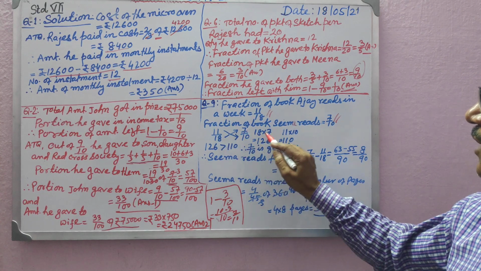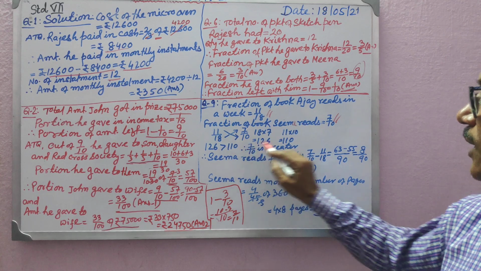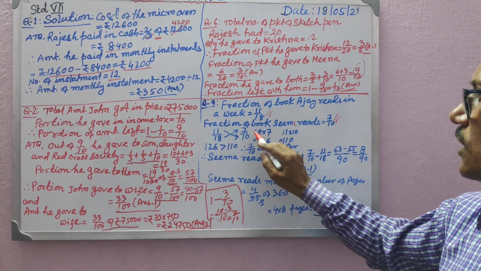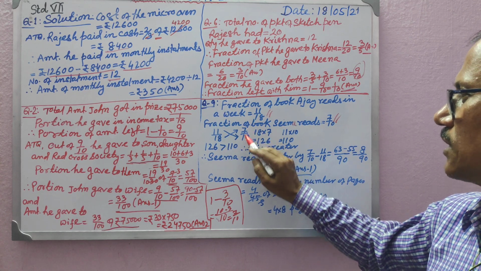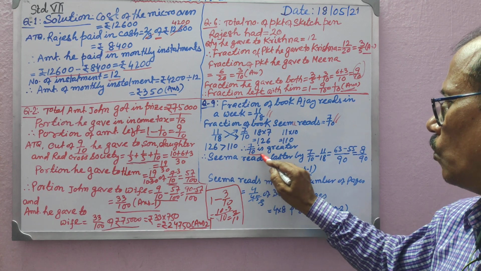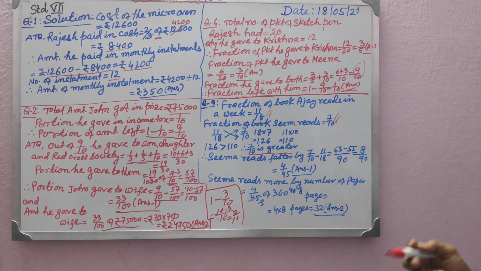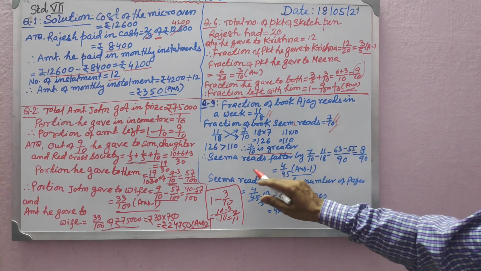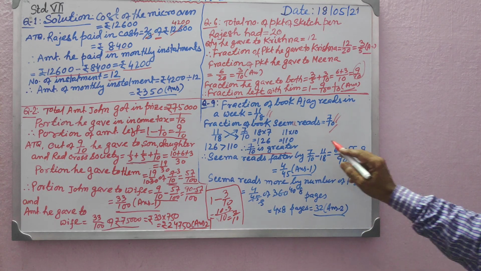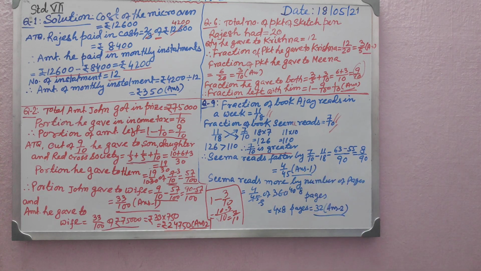So 18 into 7 is 126, and 11 into 10 is 110. Definitely 126 is greater. So whose numerator was 126? 7, this one. This fraction is greater. 126 is greater than 110, therefore 7/10 is greater. So who is reading faster? Who is reading the 7/10 portion of the pages? Seema. Therefore, Seema is reading faster by how much? 7/10 minus 11/18, that is 4/45.